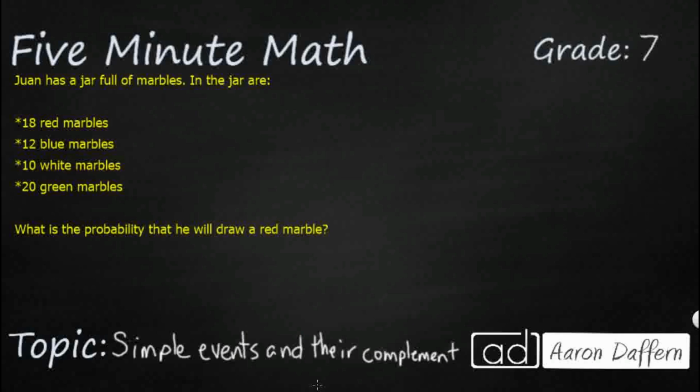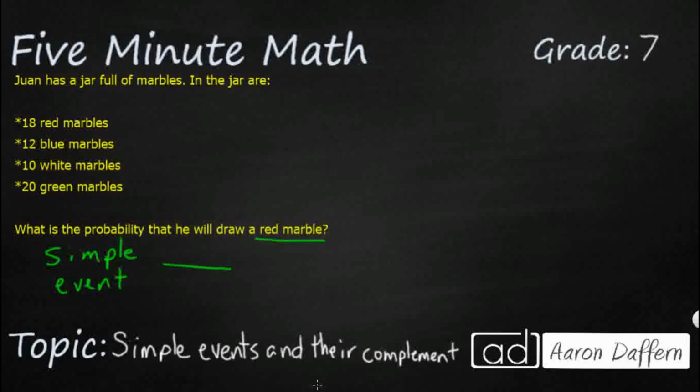Juan has a full jar of marbles. In the jar we have 18 red, 12 blue, 10 white, 20 green. So what is the probability that he will draw a red marble? This is a pretty simple event, and we're going to label it as our simple event, meaning we're just looking at one outcome. So we're just going to make a simple basic fraction.